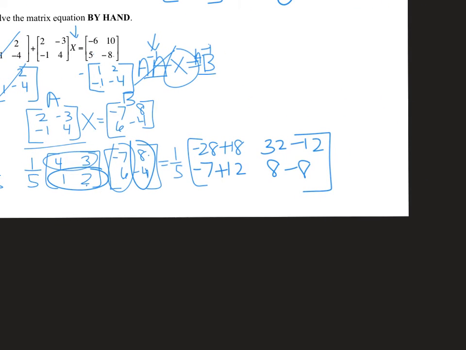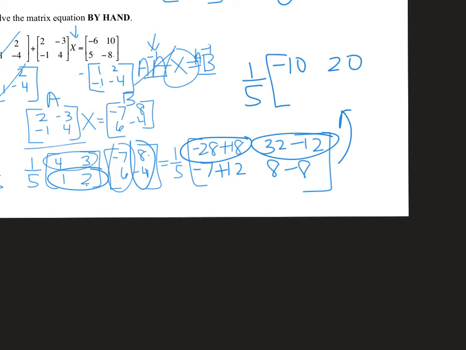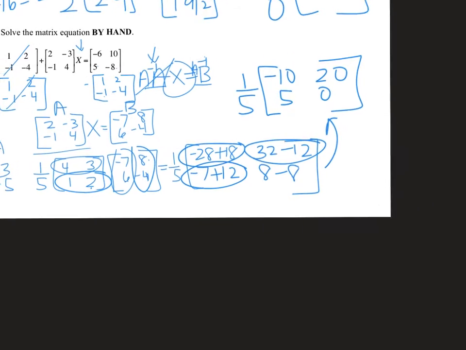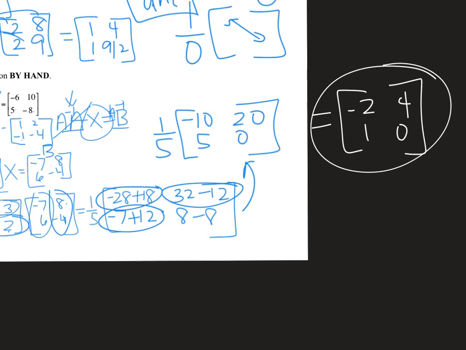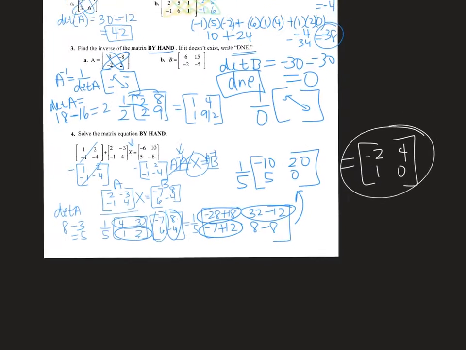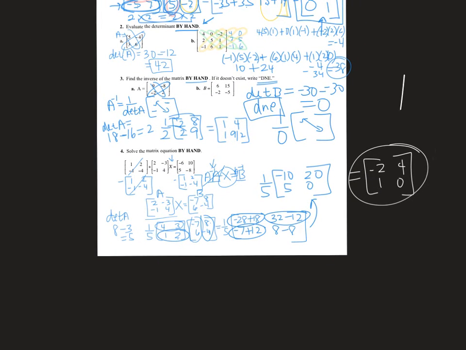All right, so we get 1/5 times, that gives me negative 10. That gives me 20. This one is 5. Ooh, it's looking pretty good, and 0. So finally, take that 1/5 and multiply it in, and this is equal to negative 2. There you go. And that's the answer.